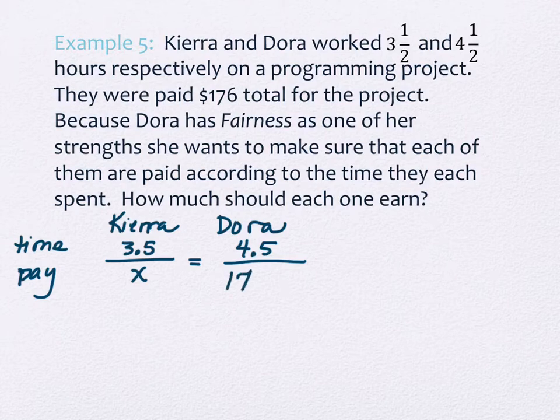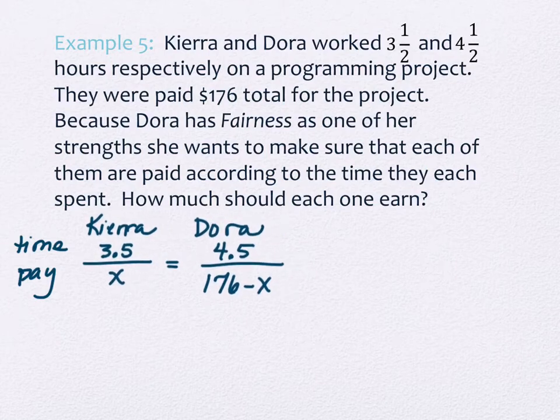Yep, 176 minus x. It's just whatever remains, right? Once one girl takes her portion of the pay, we should be able to figure out what the other one gets, because we know that in total they get 176. So I'm going to work this problem out with you this way, and then I'm going to show you another. This one is maybe the most awkward to work out in this order, but the other one is a little bit more awkward to set up.